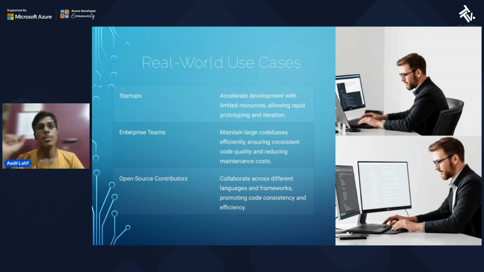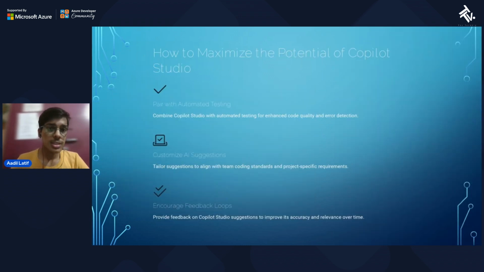Because if we are contributing in a very efficient way, then anyone can see our contribution, and it will help us in our networking and in the promotion of community engagement. It will help us with collaboration across different languages. After this, the title of the slide is how to maximize the potential of Copilot Studio, meaning how we can maximize the potential by making our own Copilot Studio.